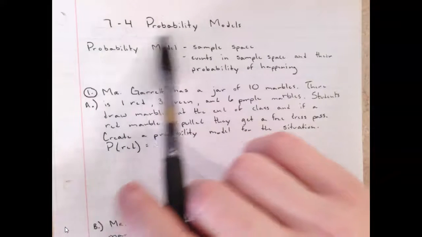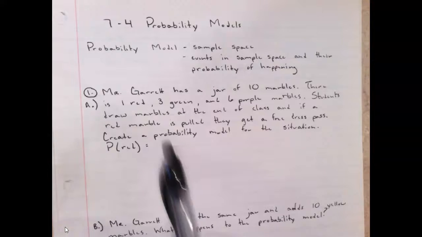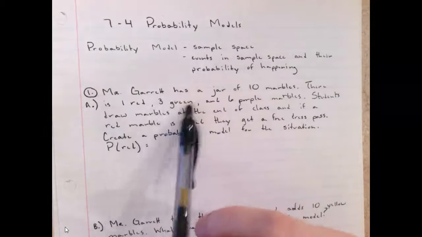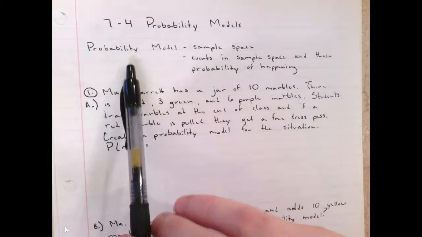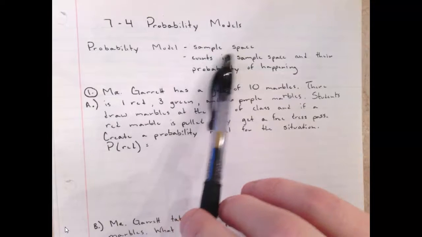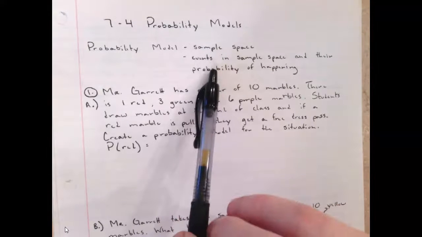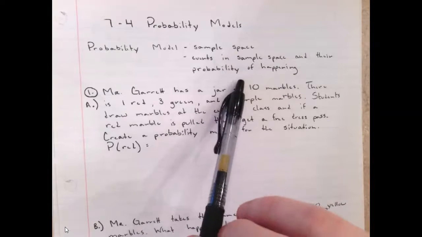So, 7-4, probability models. This was the last lesson that we left off with before spring break, or a week before break anyhow. A probability model includes a couple of things. It includes our sample space. It also includes the events in the sample space and their probability of happening.